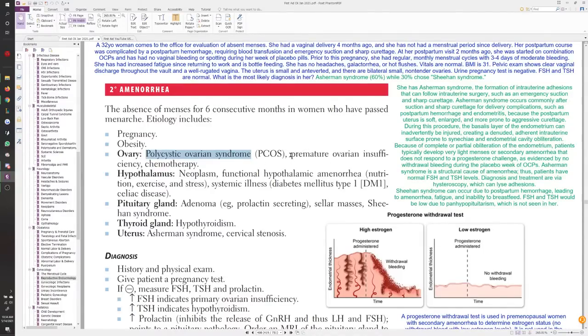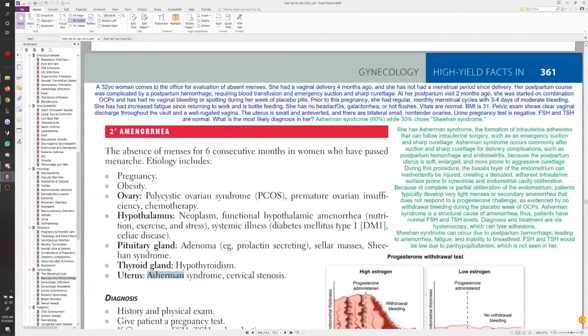So we did a question on premature ovarian insufficiency, where basically they ran out of eggs really early. That's a super rare case scenario, but it can happen. So no more follicles for whatever reason. If the problem is in the hypothalamus, then as usual, it could be a neoplasm, or a functional hypothalamic amenorrhea due to the nutrition, exercise, and stress stuff we looked at. Systemic illness, right? Pituitary gland stuff was the prolactinoma, thyroid gland stuff was hypothyroidism, and uterus with Asherman syndrome and cervical stenosis. So we'll see questions on that.